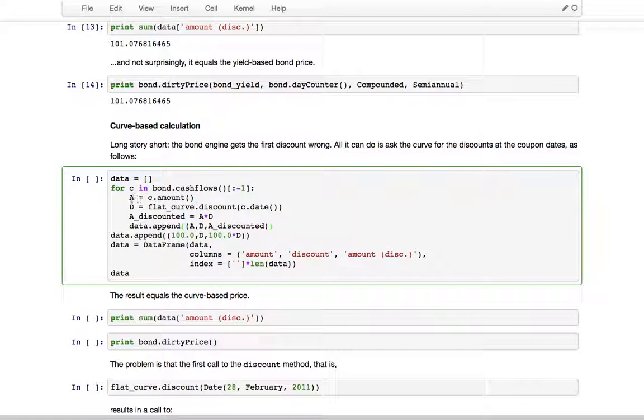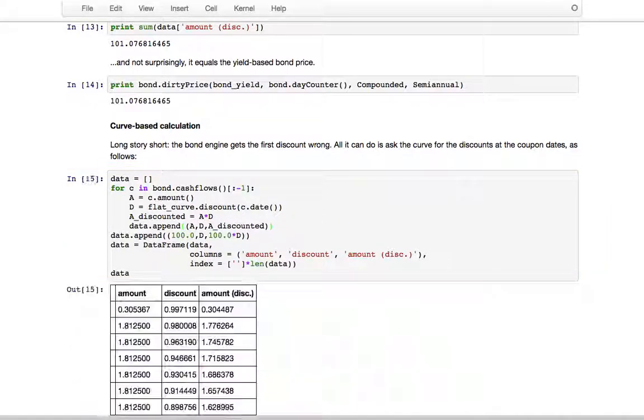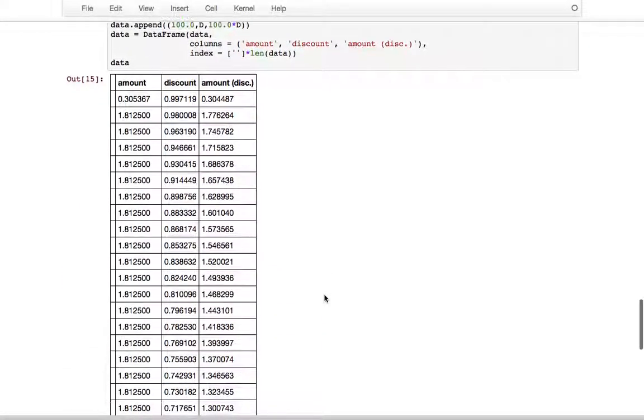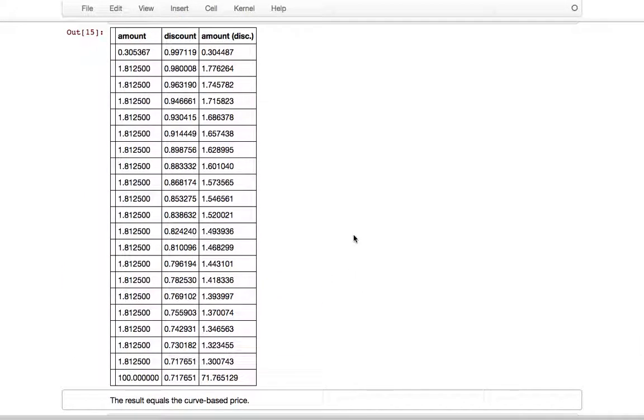The calculation is something like this. We ask the coupon for the amount, but we don't get the date and the reference period information. We just take the payment date of the coupon and ask the curve for the corresponding discount. And then we discount the amount and we add all of them. We get something like this: the amount, the discount returned from the curve, and the discounted amount.